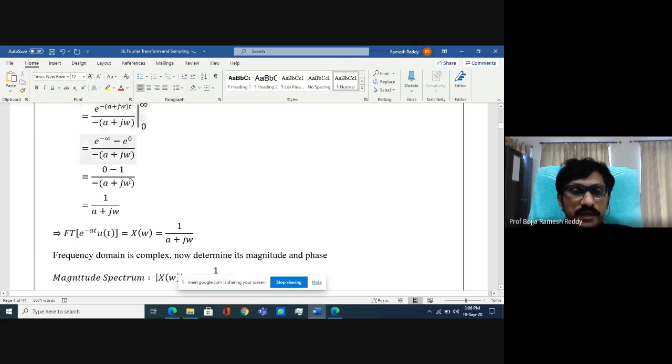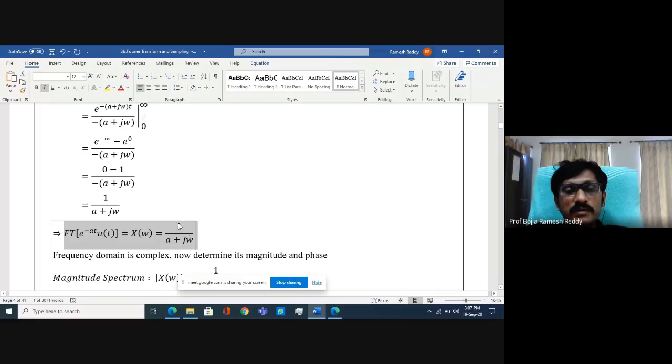This is the procedure actually. We have to know this formula in the examination to solve questions. If we know this formula, we can finish the problem straightforward. Okay, see, Fourier transform of a decaying exponential signal. This is a real signal, not complex.